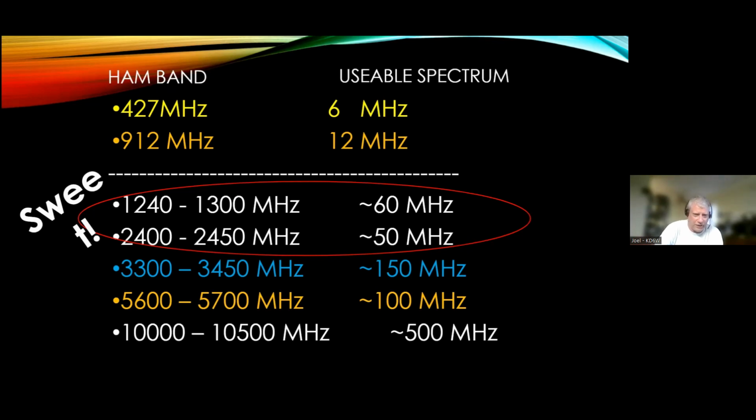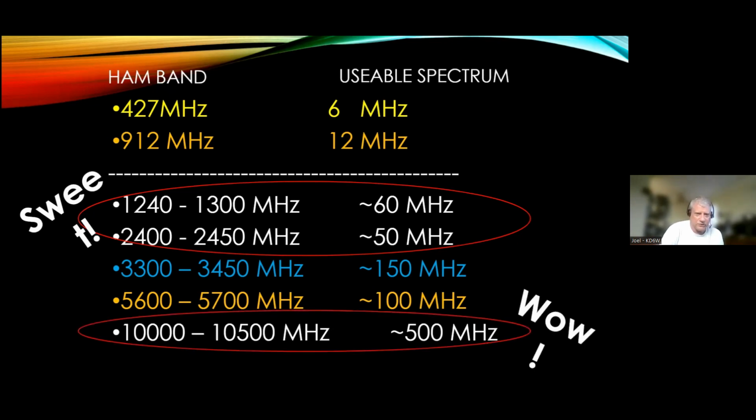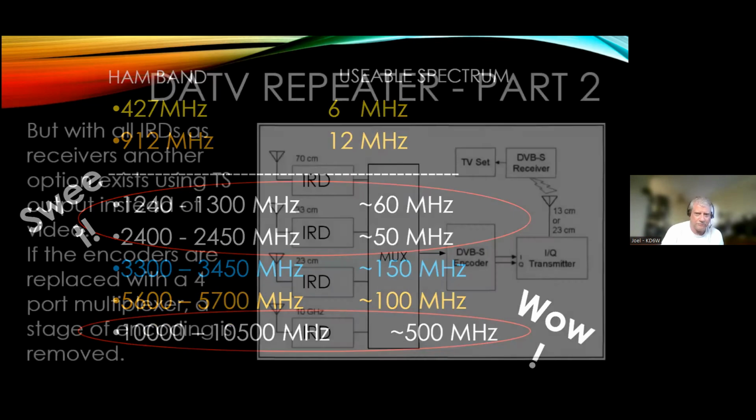The 5 gig band is pretty much like the microwave band. For 2.4, it's the ISM band. It's kind of noisy there, but the more we use it, the better. In any case, that's why we're saying, let's look at these bands.